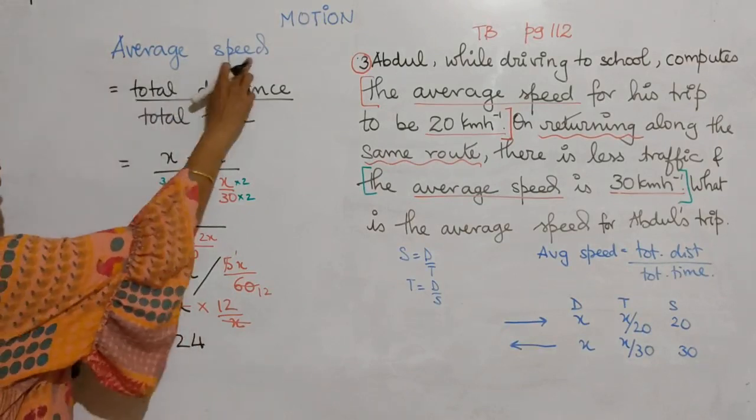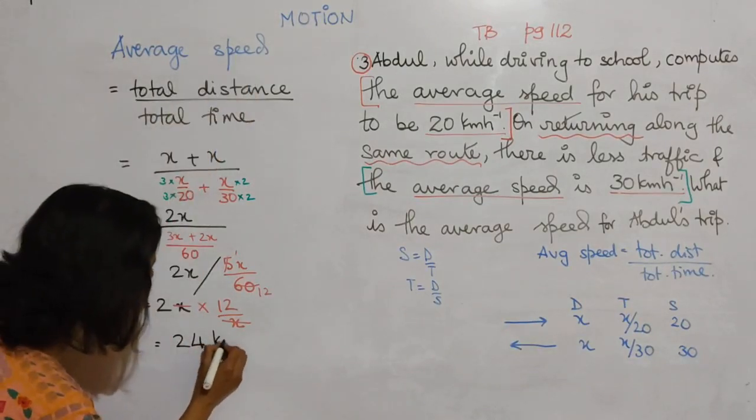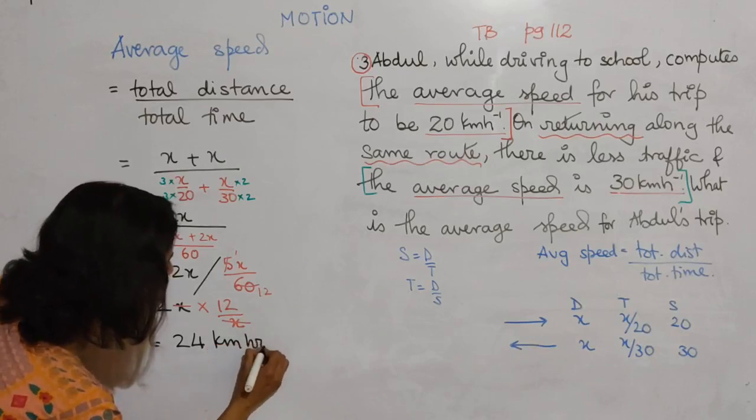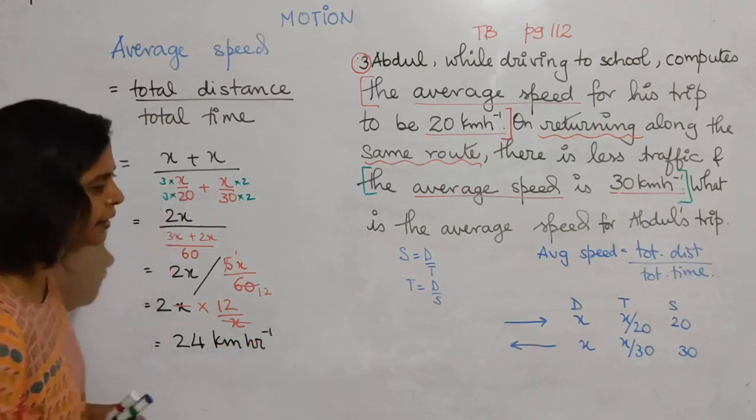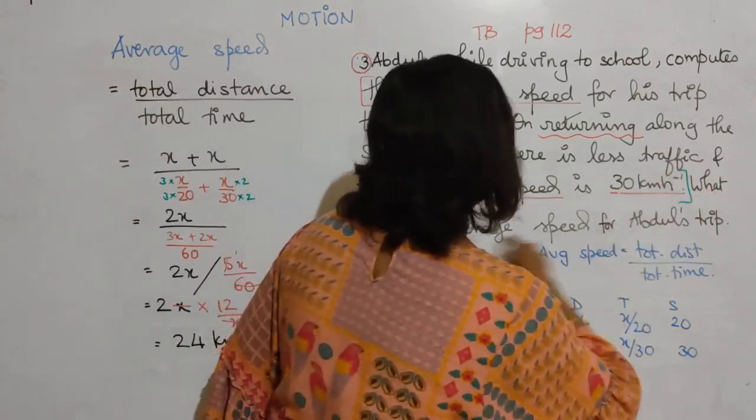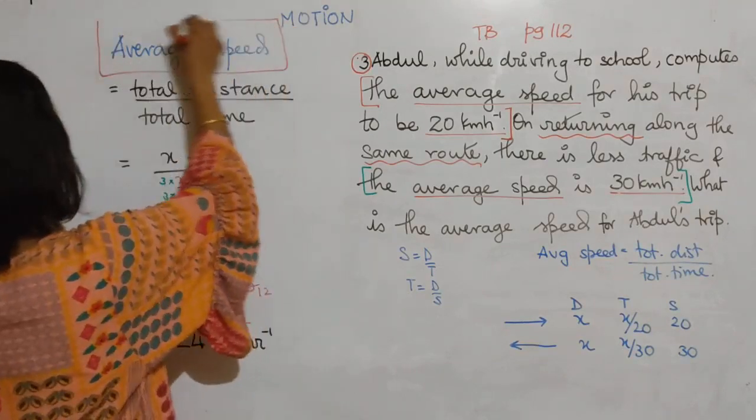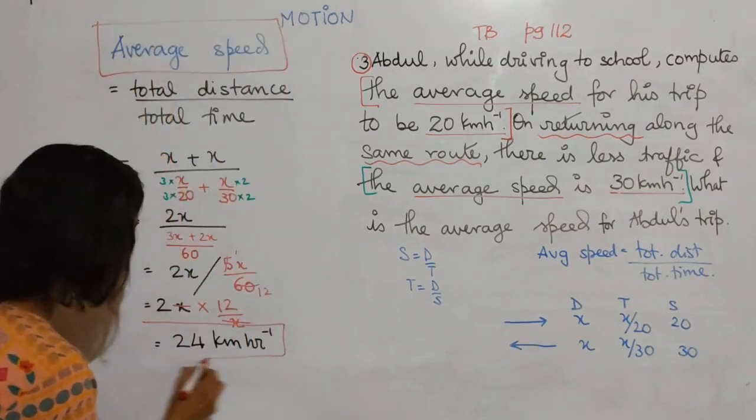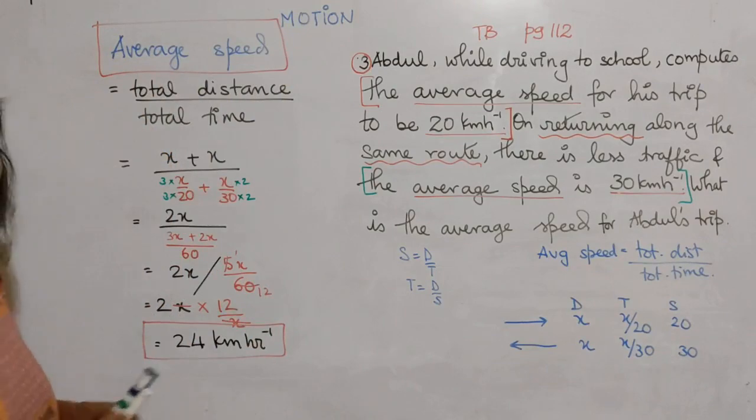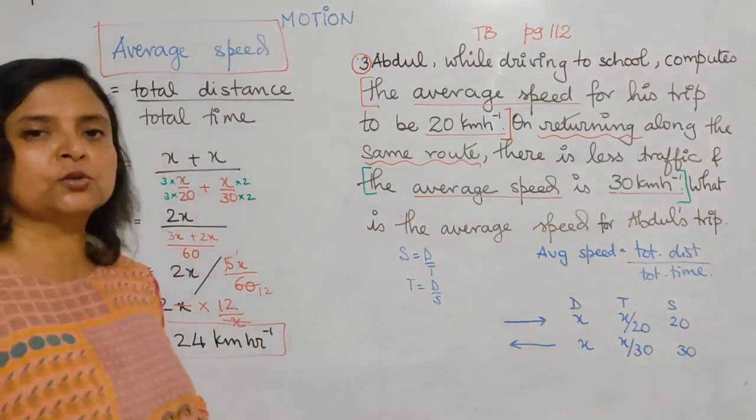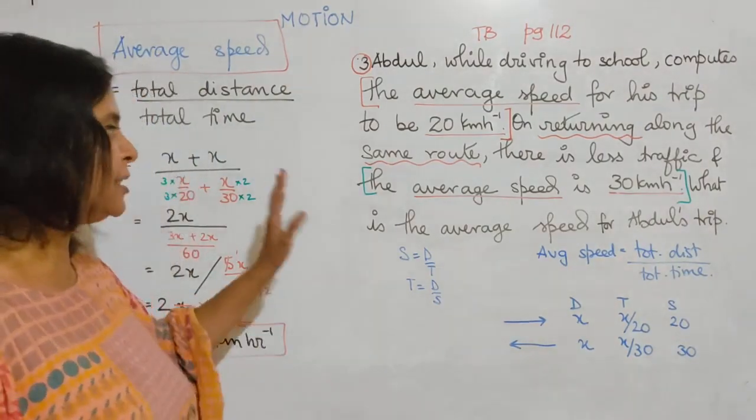Since it is average speed, it has to be kilometers per hour. Right? So the question was, what is the average speed of Abdul's trip? The average speed of Abdul's trip is 24 kilometers per hour. That is it. I will request you to rewind the video and see it again.